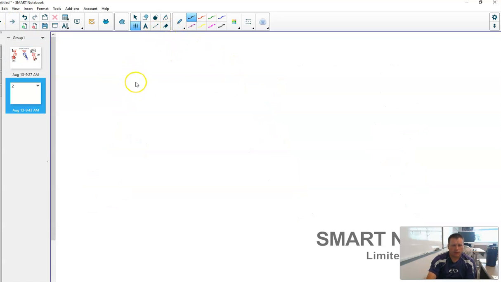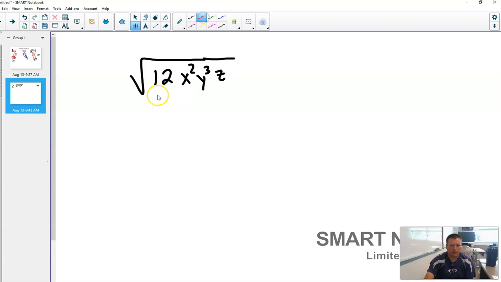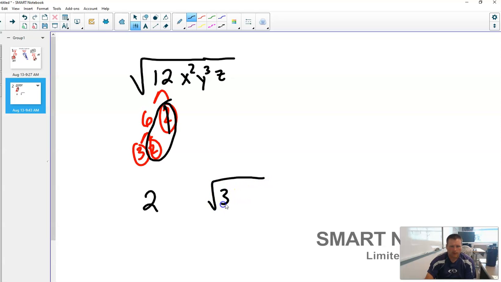We can also do things with variables. So let's just go back to square roots. If I had the square root of, let's say, 12, and then let's say we had variables in here like x squared, y to the 3rd, and then z. If I was looking at this, I would still break down my number like we've done before, 6 and 2, 3 and 2. Got all my prime numbers here. I'm still going to pair those up. So I've got this pair of 2's, one of them's gone. I know this 2 is on the outside, and then I know this 3 is on the inside.